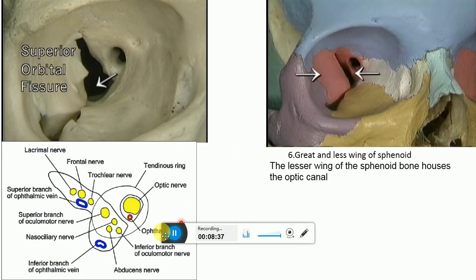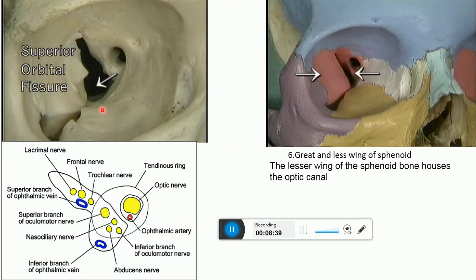This is a very important slide. Superior orbital fissure. It is a slit. It links the cranium and the orbit. This slit is between the greater and lesser wing of sphenoid. This slide is important because a number of important structures pass through this superior orbital fissure. It has a superior portion and an inferior portion.